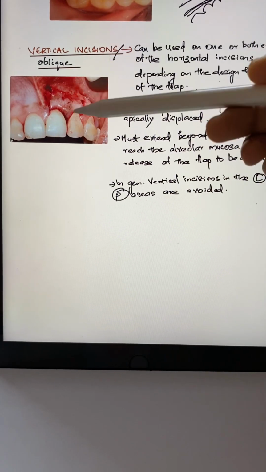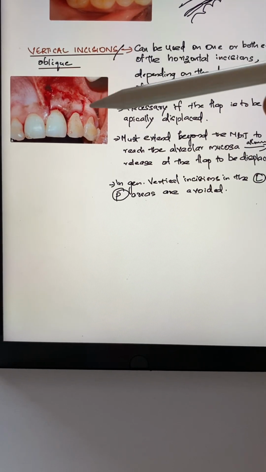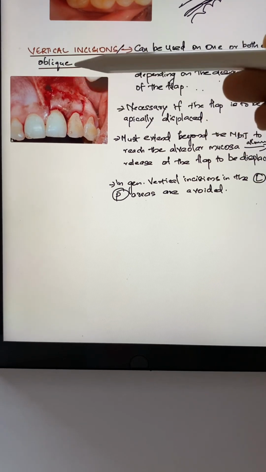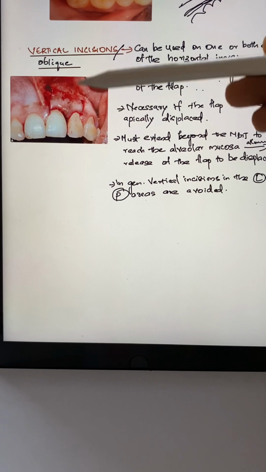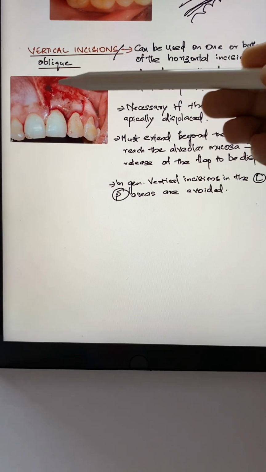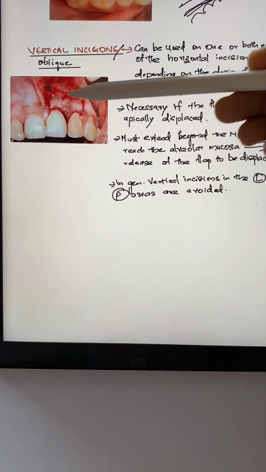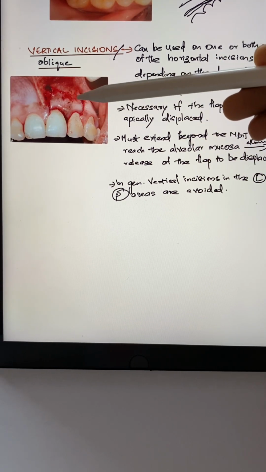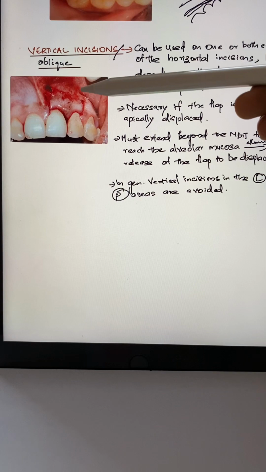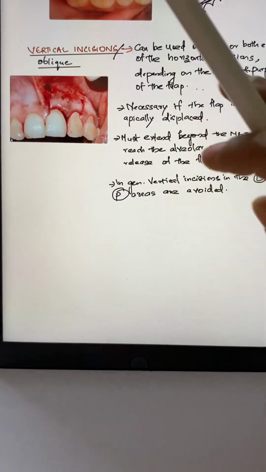This incision must extend beyond the mucogingival junction to reach the alveolar mucosa, so that it allows the release of the flap to be displaced. So these are the vertical incisions. Can you see? These two are the vertical releasing incisions. In general, vertical incisions in the lingual and palatal areas are avoided.